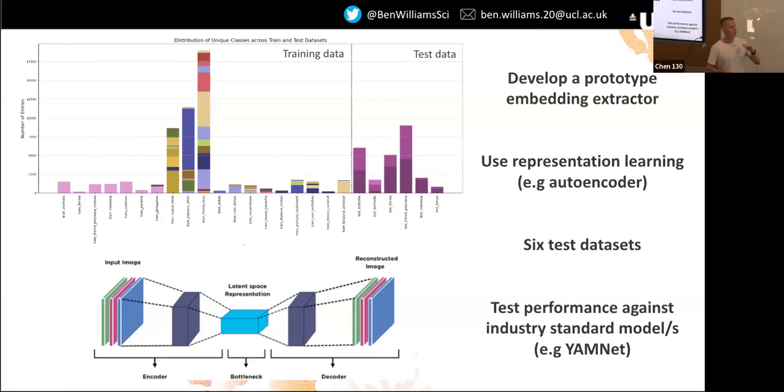Then I have test data on the right here in pink that isn't included in the training data. Those are simple classification tasks that could be used to ground truth performance with embeddings from something like the autoencoder against a pre-trained industry standard one. So yeah, that's my plan.